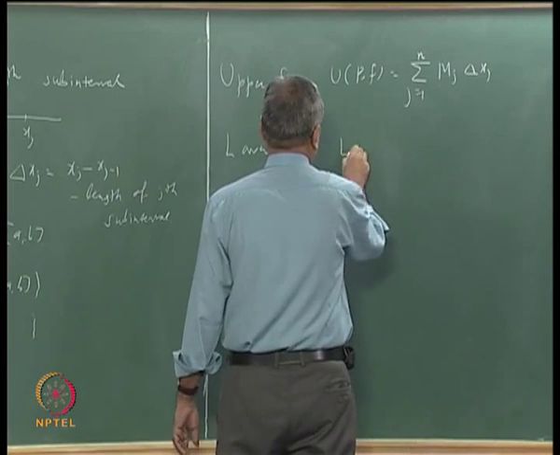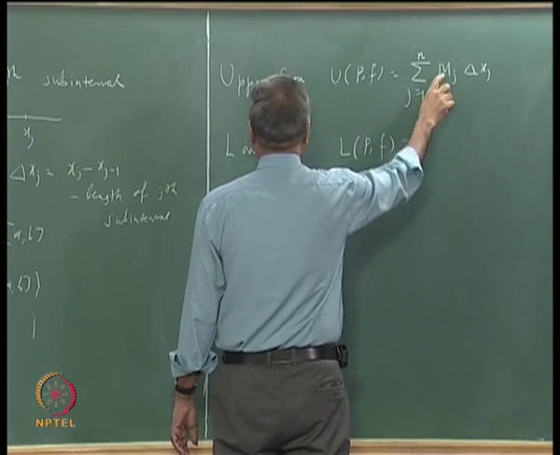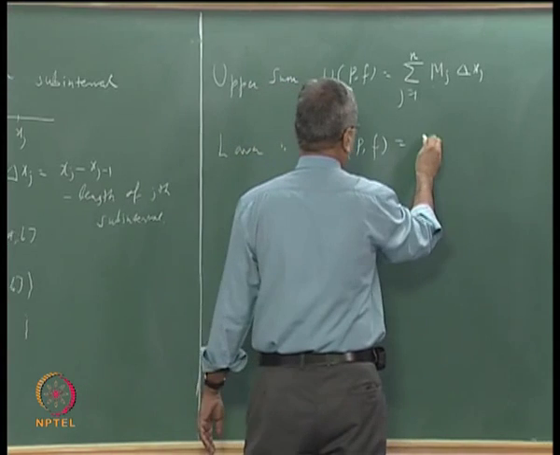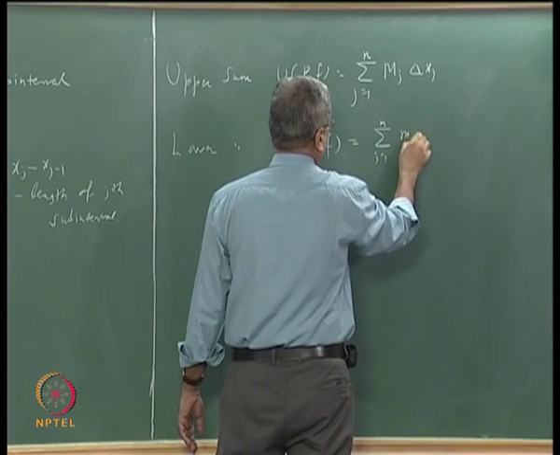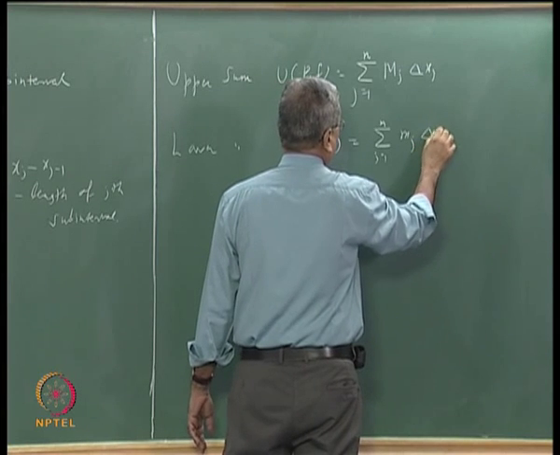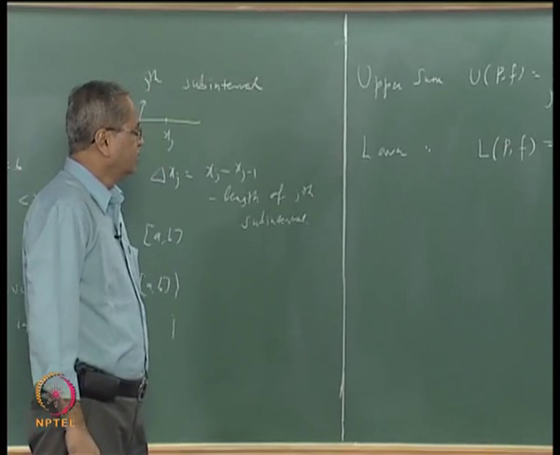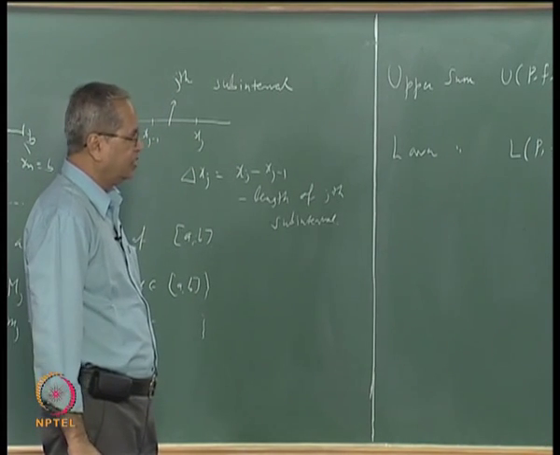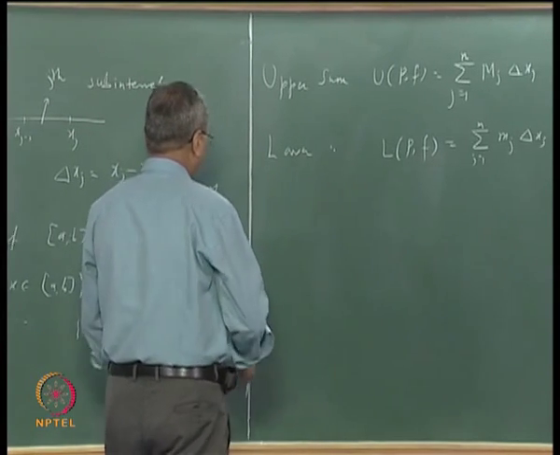that is denoted by L(P, f), L for lower, and instead of this big M suffix j we take the small m suffix j, sigma j going from 1 to n, small m suffix j delta xj. Okay. Now in addition to these upper and lower sums, we also have what is called a Riemann sum.